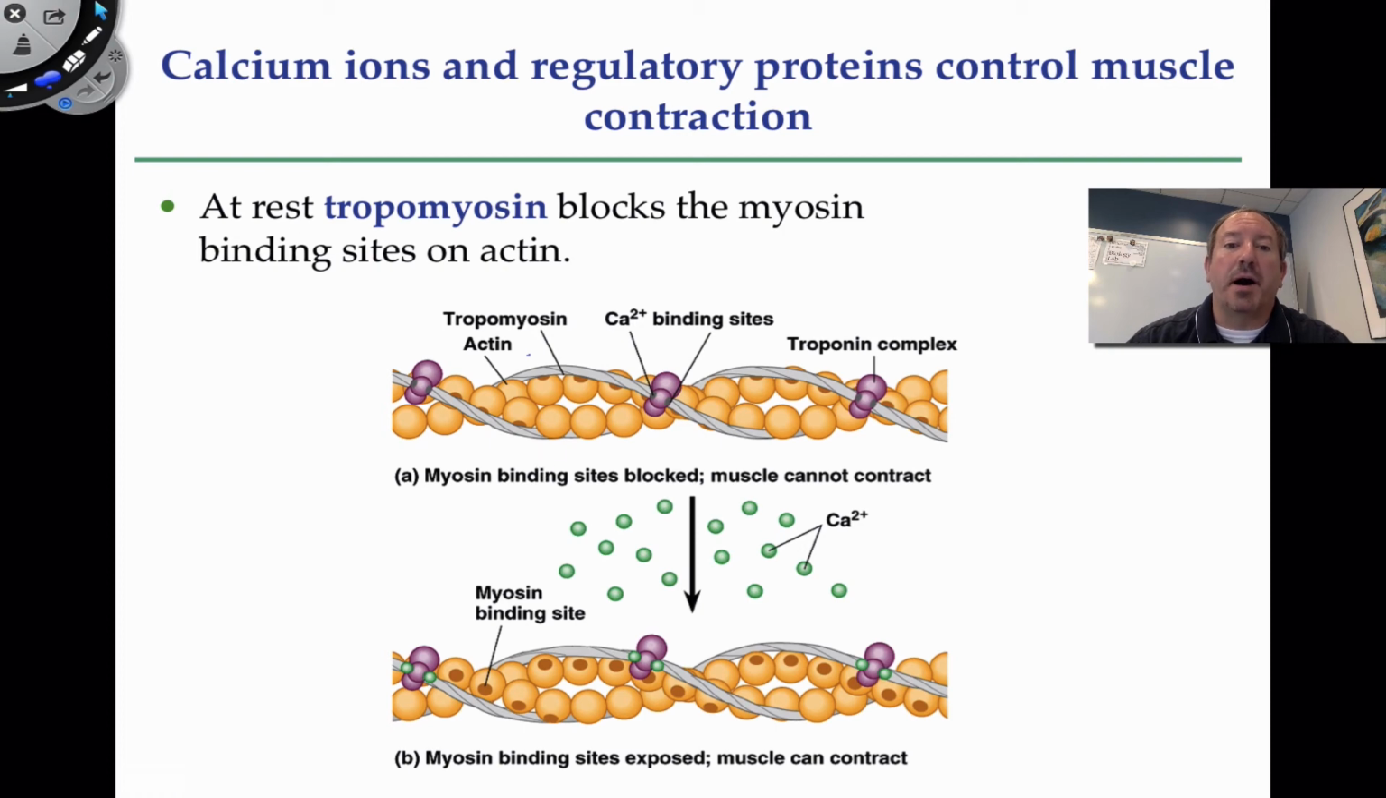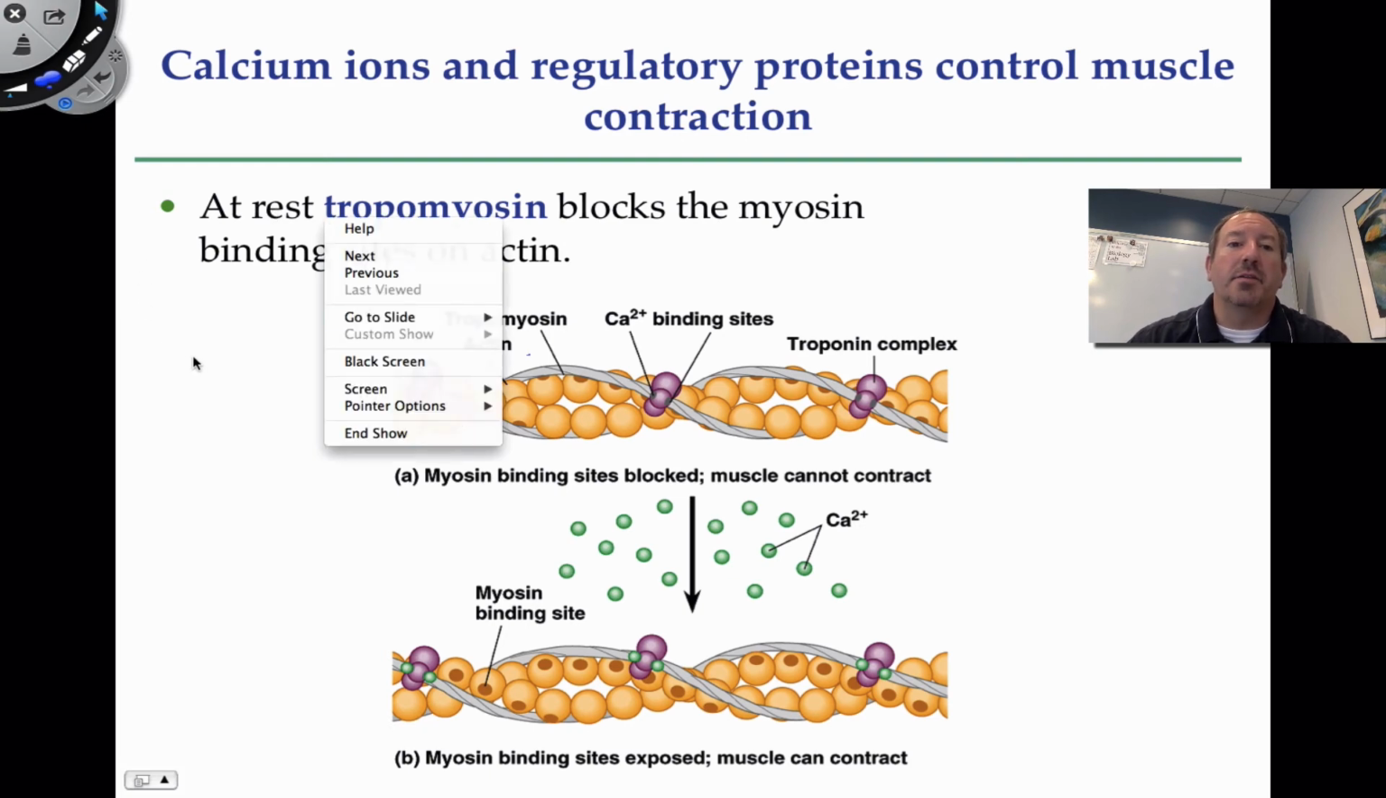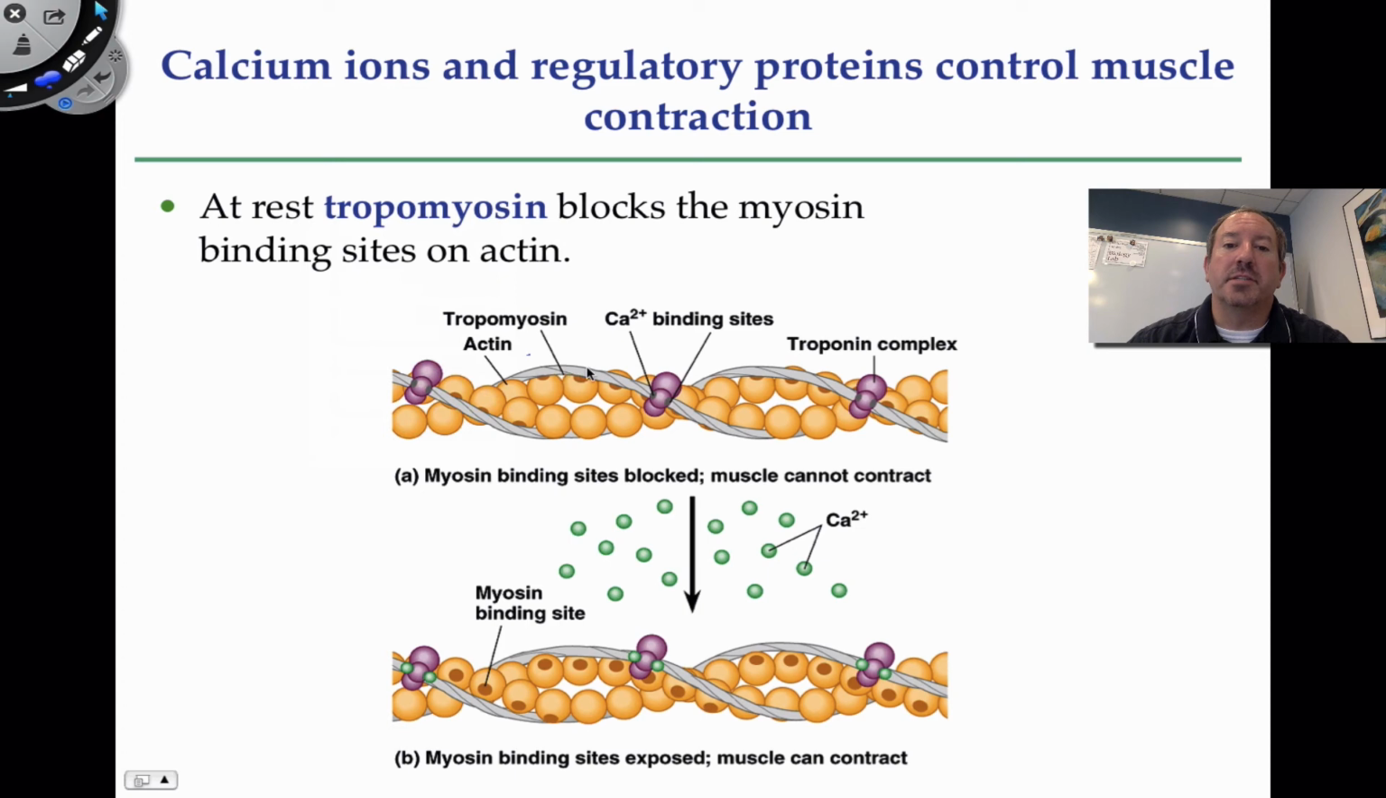They're blocked by a filament type of protein called tropomyosin. So tropomyosin at rest is like blocking the muscle from contracting. The tropomyosin, this filamentous protein right here that coils around the thin filament, is blocking the cross bridge from attaching. Okay, so how do you release it if you want the muscle to contract?